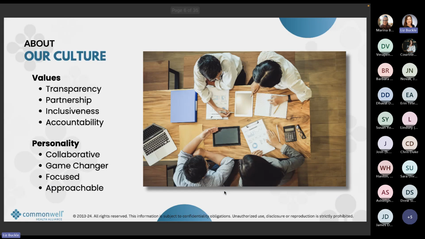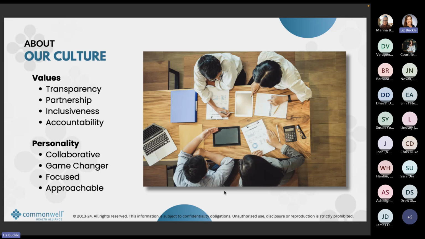And so with that, I want to talk a little bit about our culture and who we are. So we've talked about our mission and vision and why we're here, what we believe in. But what's sort of unique about CommonWell is our culture and our approach to how we try to solve, or at least make a little bit better, our piece of the health IT puzzle. And so we are vendor neutral.